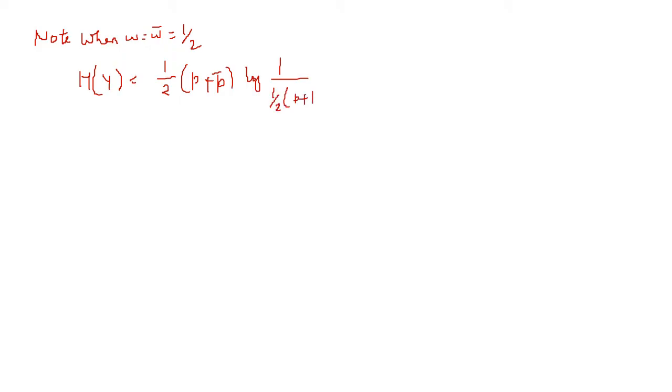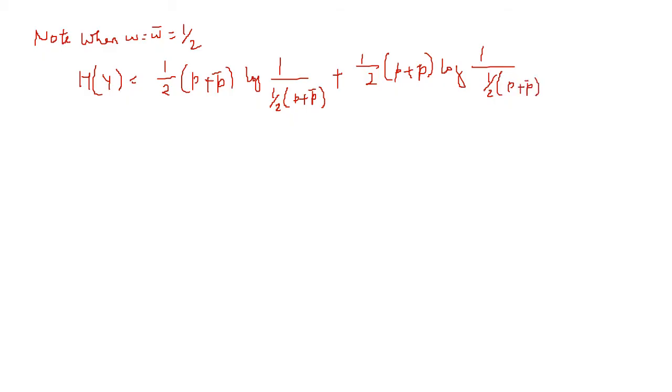Note, when W is equal to W bar is equal to half, in equation 2, the output entropy H(y) will be equal to, we'll substitute W and W bar as half, so we are going to get half into (P plus P bar) into log of 1 by half into (P plus P bar) as the first P(y1) term, and the second term will be half into (P plus P bar) into log of 1 by half into (P plus P bar).